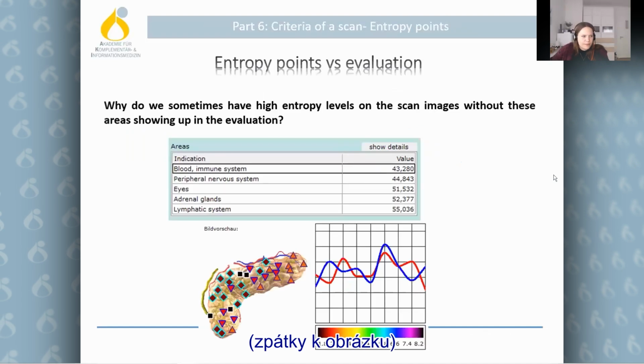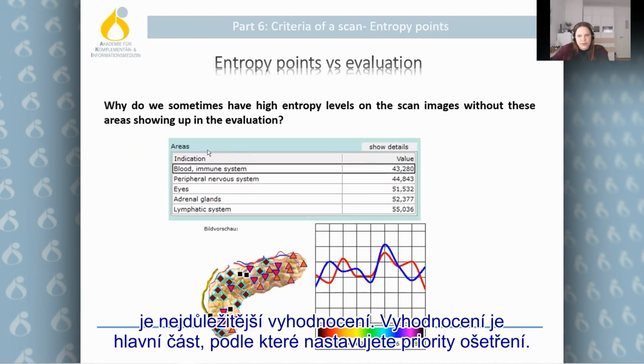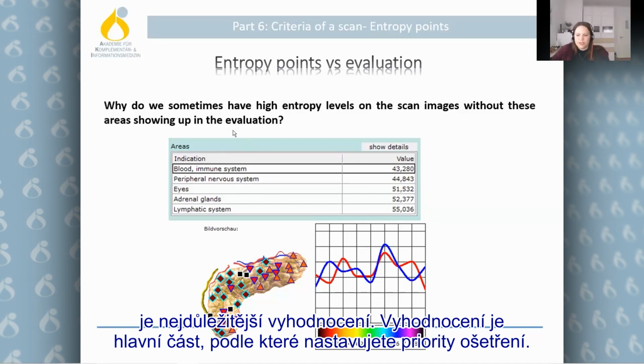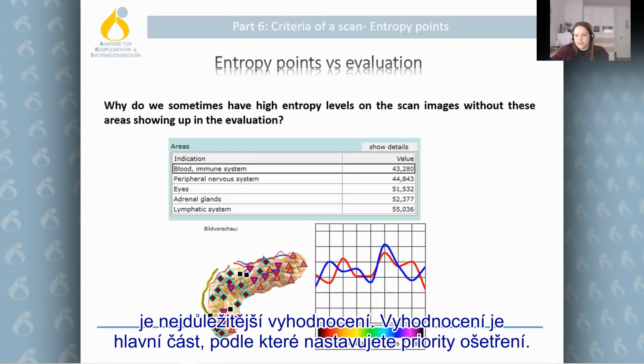And for me, back to the picture, for me the evaluation always wins. So the evaluation is our part where to set the priorities of the treatment.